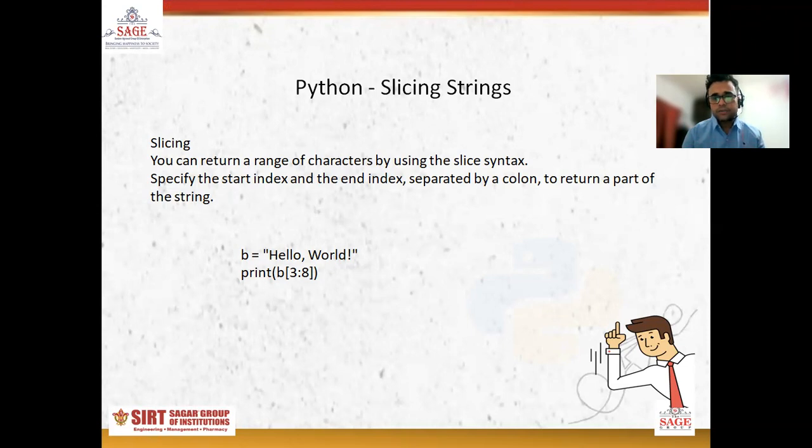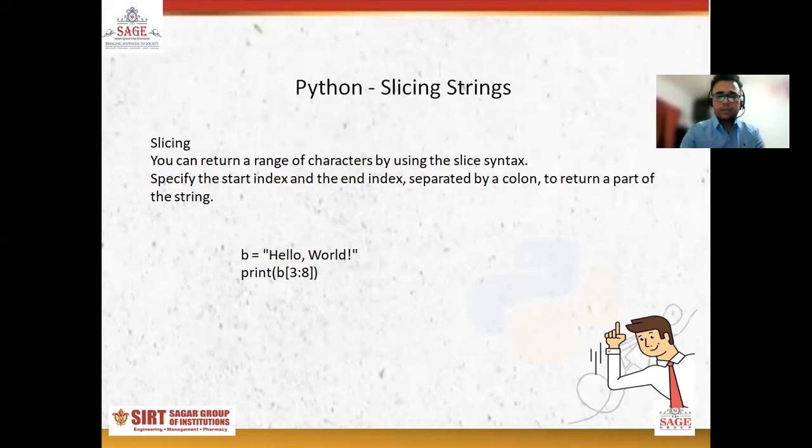So the string will be sliced by index, starting from index 0. 0 is H, 1 is E, 2 is L, 3 is L, 4 is O, 5 is a comma, 6 is a space, 7 is W, and O is 8. It will count till 7, so it will print the output: LO, comma, space.